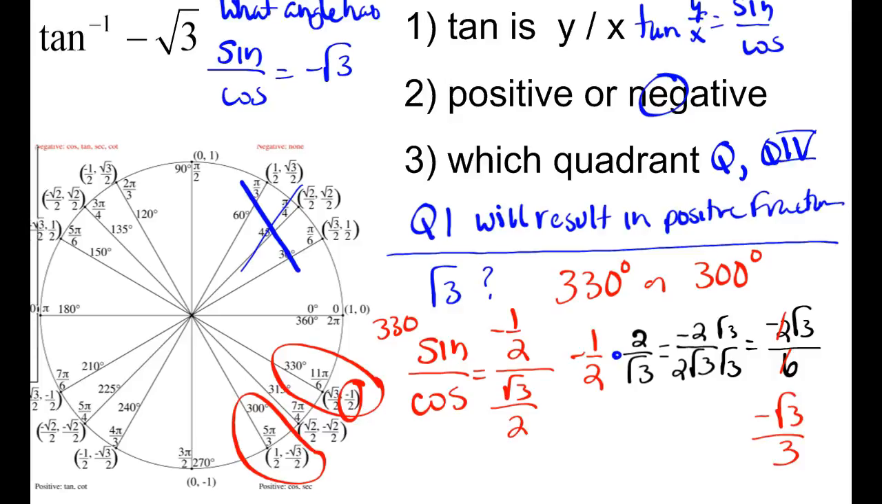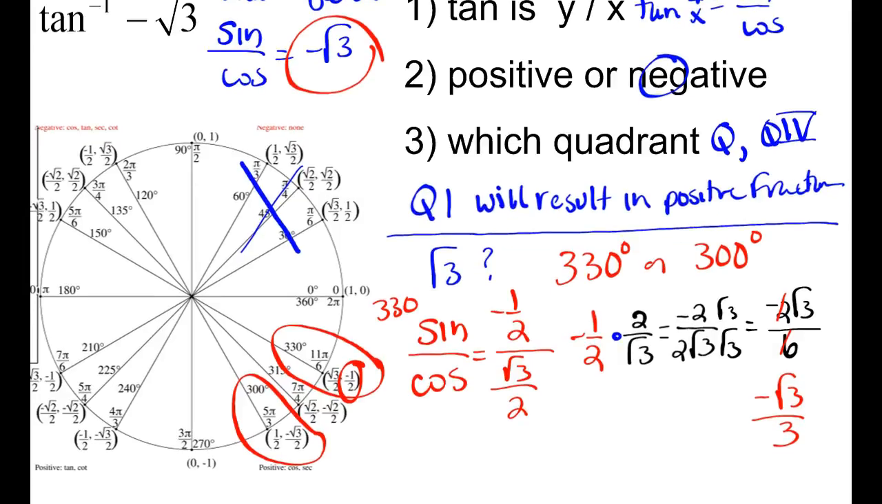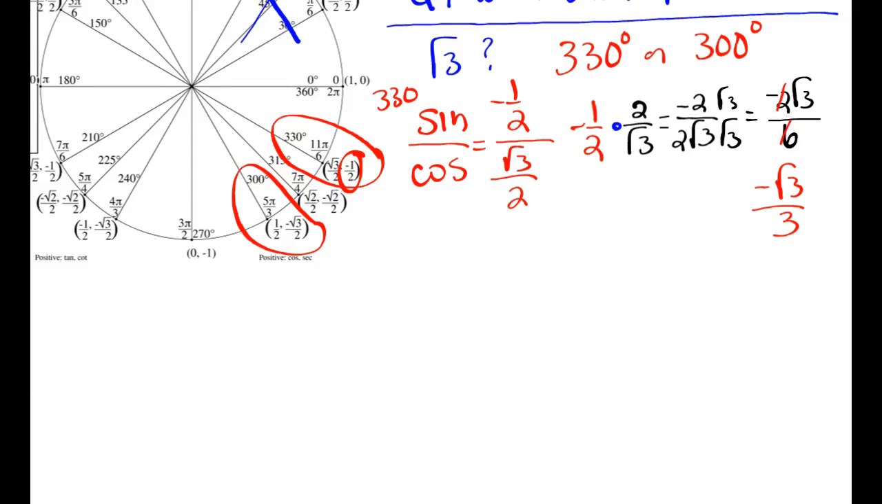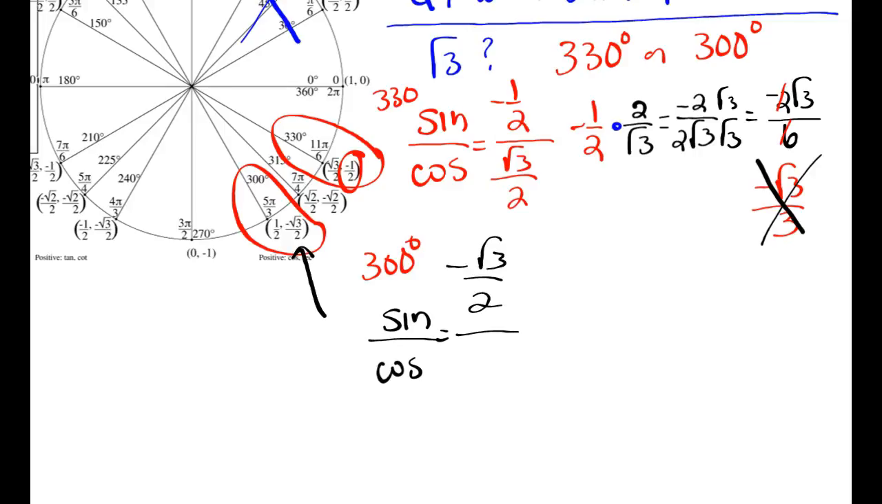That's not the answer I wanted. The answer I wanted was this. So I bet you my answer is 300 degrees, but I'm going to prove to you how this works. So we're going to check 300 degrees. I'm going to draw a line through this because this is not what I wanted. So at 300 degrees, I'm going to put the sine over the cosine. So my y value at 300 degrees is negative square root of 3 over 2. My x value at 300 degrees is 1/2.